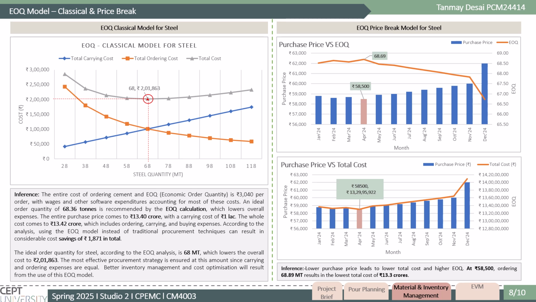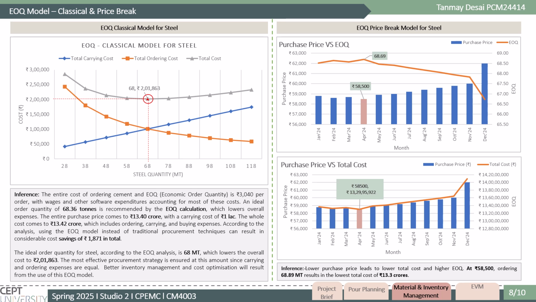The classical EOQ model indicates that the economic order quantity for steel is 68 tons, resulting in a total ordering cost of 2.01 lakh. When compared with the actual on-site ordering quantity, it is observed that an additional cost of 1,871 rupees per year is incurred due to deviation from the classical EOQ model.